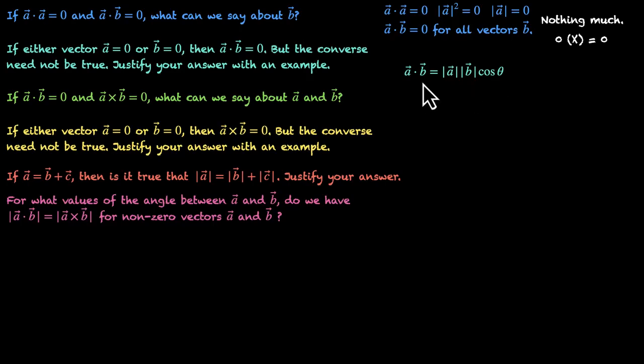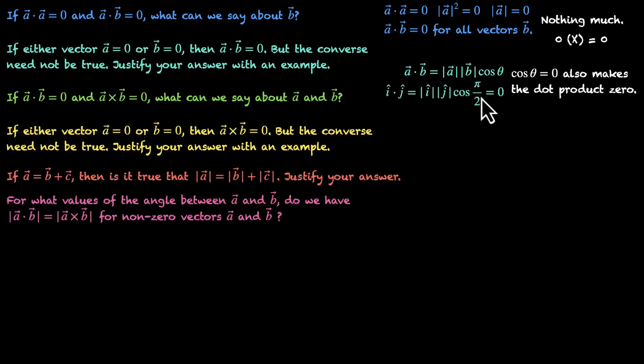So if the dot product is 0, any one of them could be 0. Either mod of a could be 0 or mod of b could be 0. And if both of them are not 0, we can still have the dot product 0 if cos theta is 0. So cos theta equal to 0 also makes the dot product 0, which means the converse is not true. And when does that happen? Cos theta equals 0 at theta equals pi by 2, which means this happens for perpendicular vectors. So if you have 2 vectors which are non-zero and perpendicular to each other, then their dot product will always be 0.